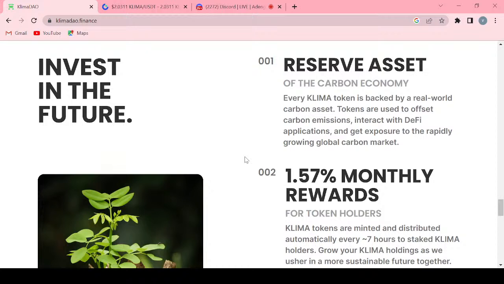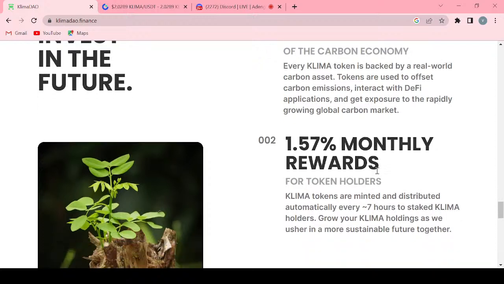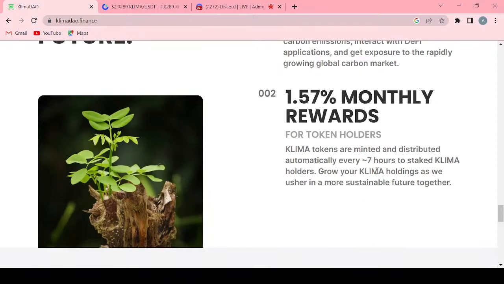Here is the reserve asset of the carbon economy. Every Klima token is backed by a real-world carbon asset. Tokens are used to offset carbon emissions. Interact with the decentralized finance application and get exposure to the rapidly growing global carbon market through Klima. There are also monthly rewards available for holders who are holding the Klima token.